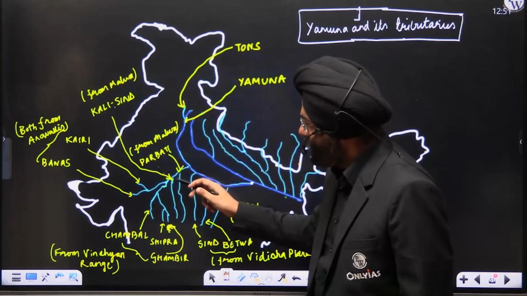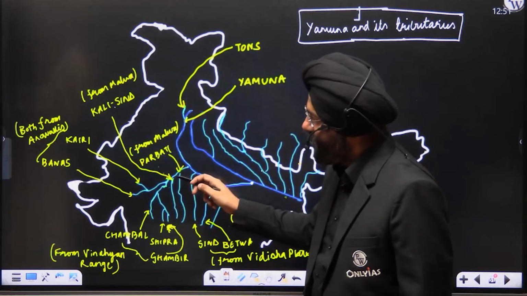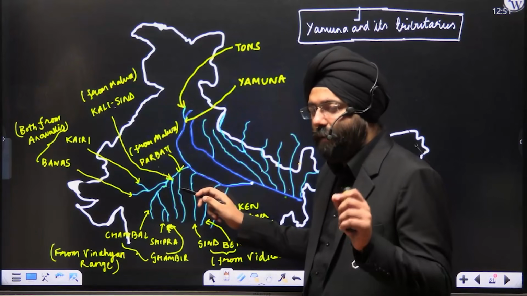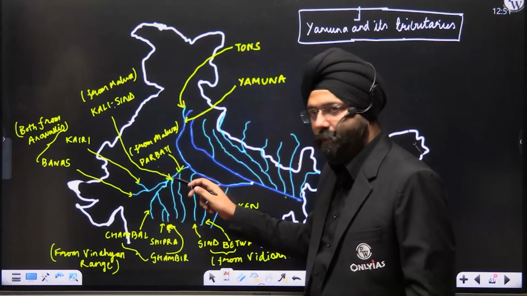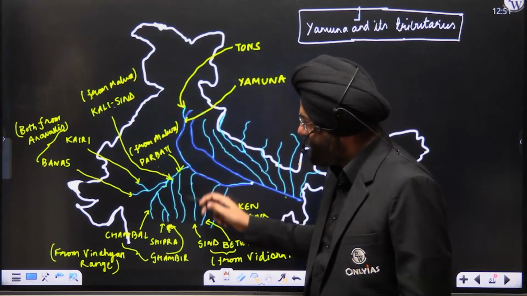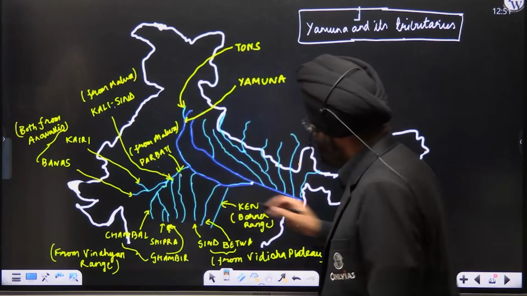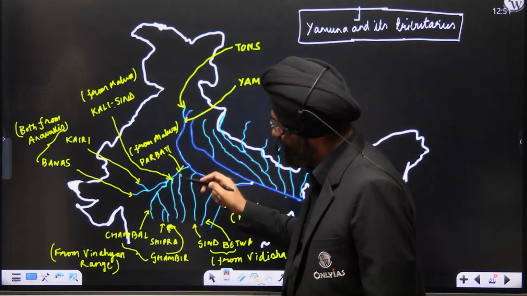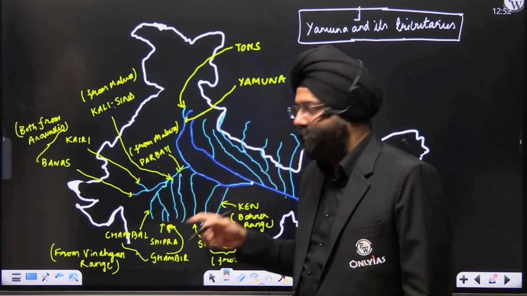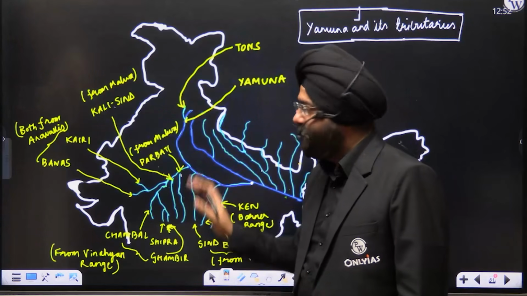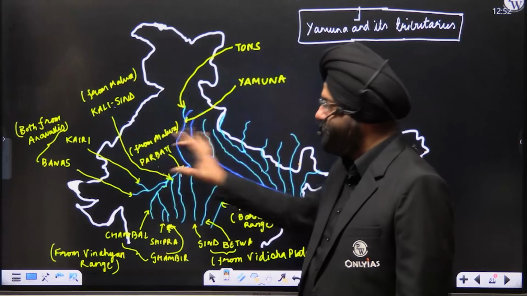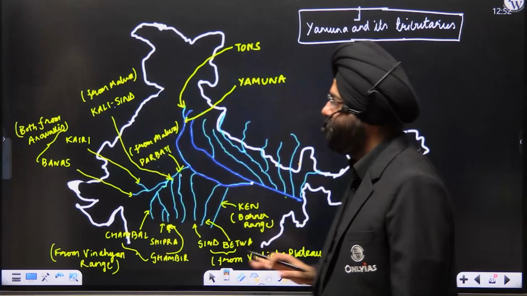Then you have this important river, Kali Sindh, rising from the Malwa plateau and merging with Chambal. And then you have last the Parbati river. This particular river is the Parbati river that is again rising from the Malwa plateau and merging with Chambal. Clear? Now let us understand this based on the description.